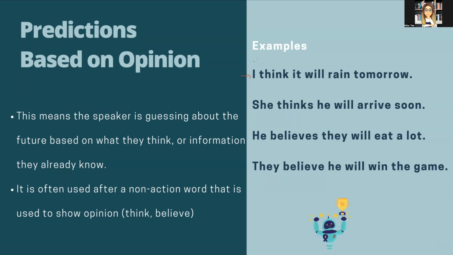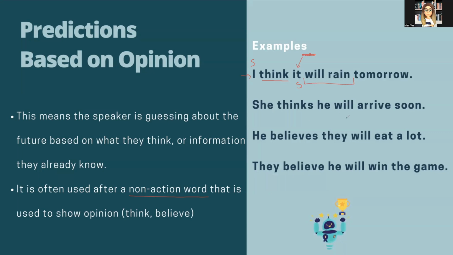In this case, we have the subject, but then we also have our non-action word that shows opinion, which is think. And then we have another subject. Now it is a subject that talks about the weather, and so the weather is reduced to the word it. Will rain. And this is the future action that we are guessing, that we are predicting based on our opinion.